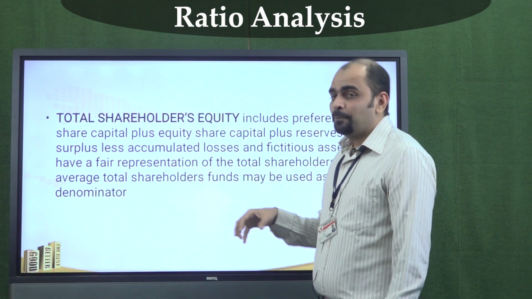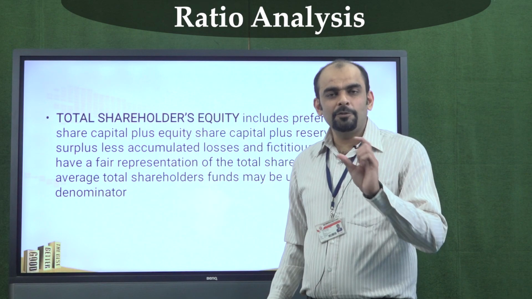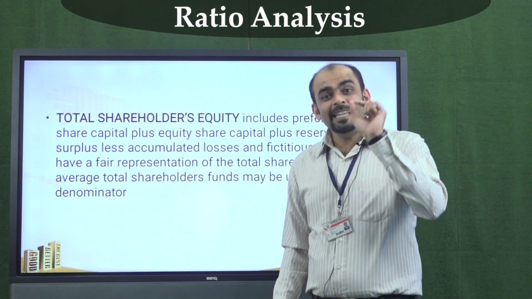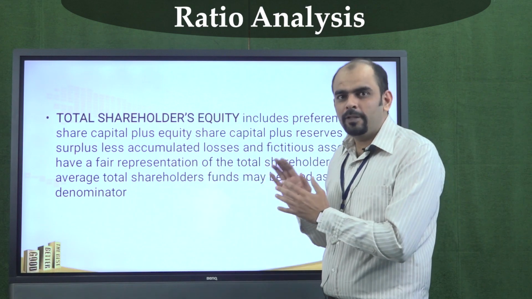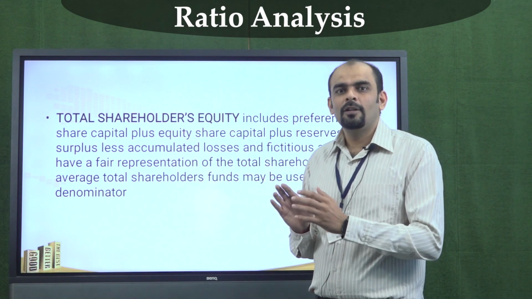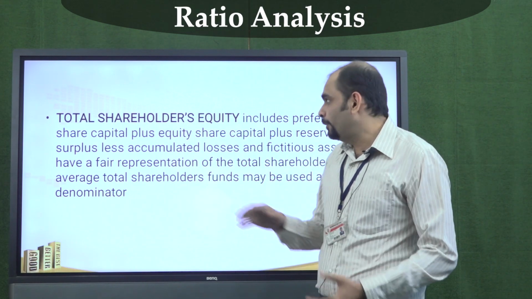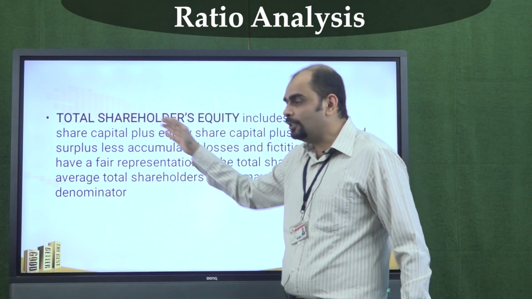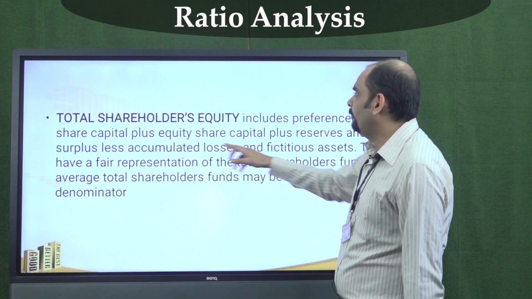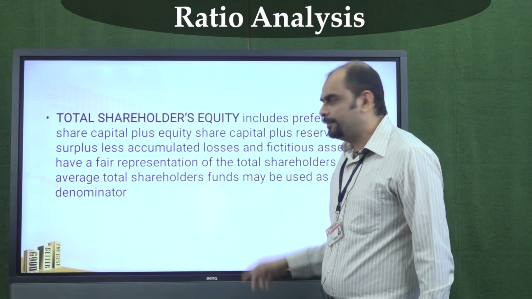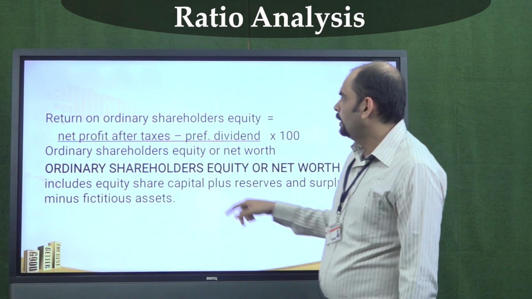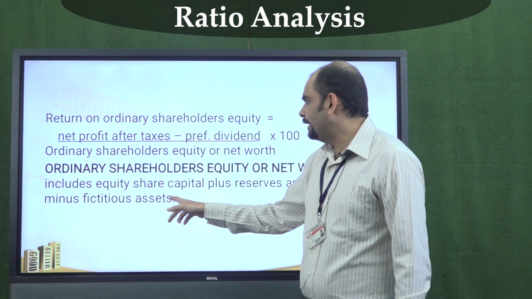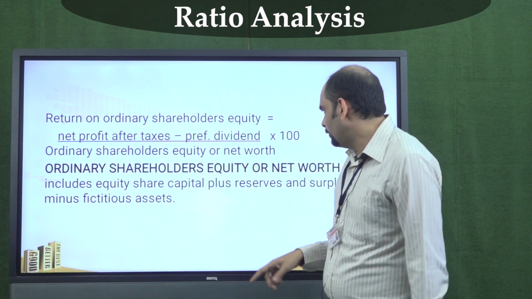Now when they say return on shareholders' funds, then you include both equity and preference. But when they say return on equity shareholders' funds, then take only equity. You don't have to include preference into it. But when they just say shareholders' equity, or sorry, total shareholders, then you have to take preference as well as the equity. So this is what we have already discussed, return on equity shareholders' funds.